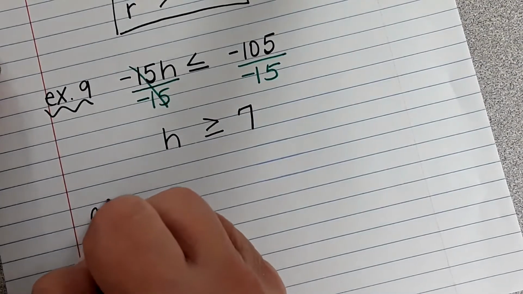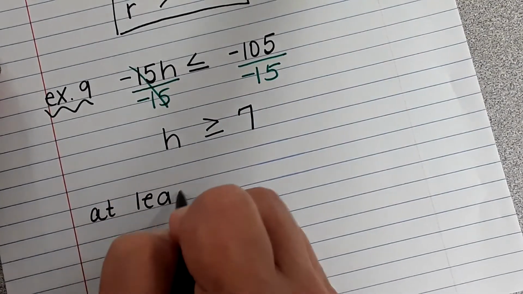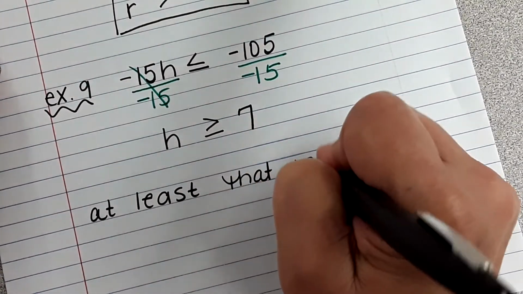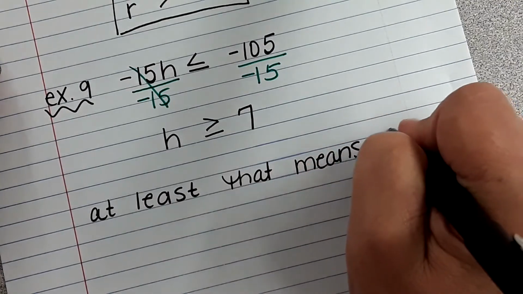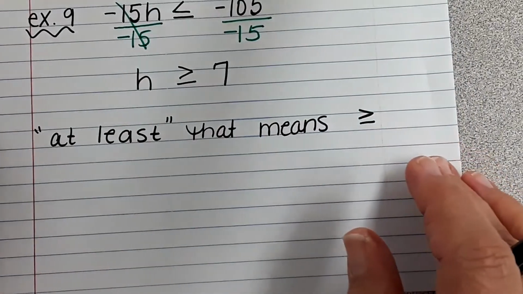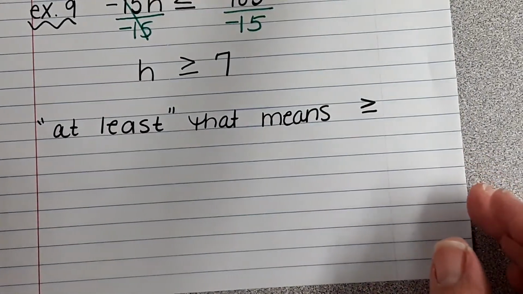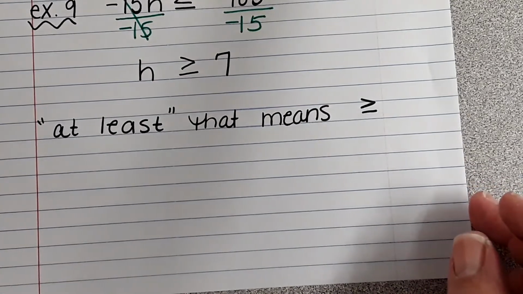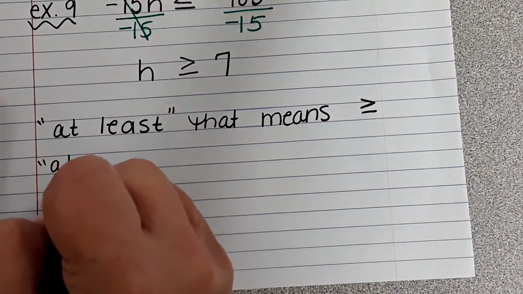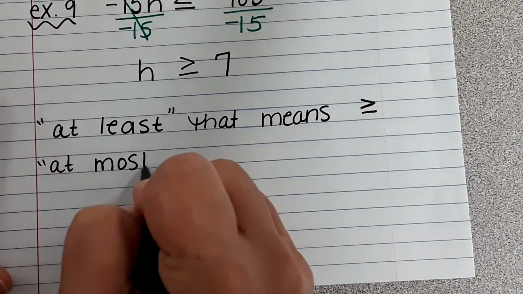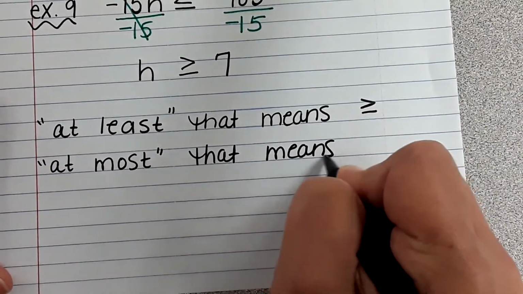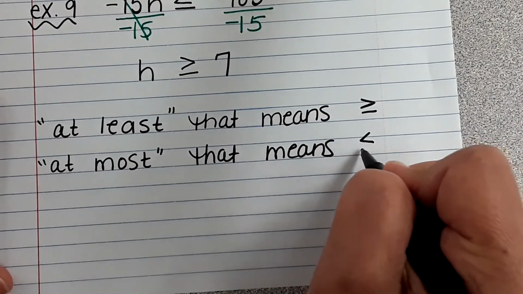But if you see the words at least, that means greater than or equal to. So if you see, it's going to cost you at least $20, right? It's going to cost you $20 or more when it says at least, okay? If you see the words at most, that means less than or equal to.